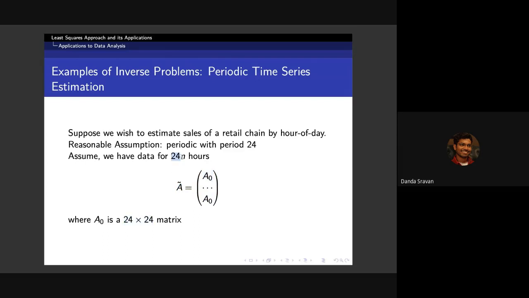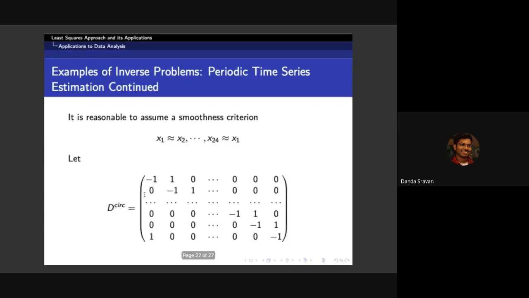And since I am assuming that my total data is a nice multiple of 24, I'll have these matrices without any truncations. So my A tilde is this. So here comes the regularization criteria.